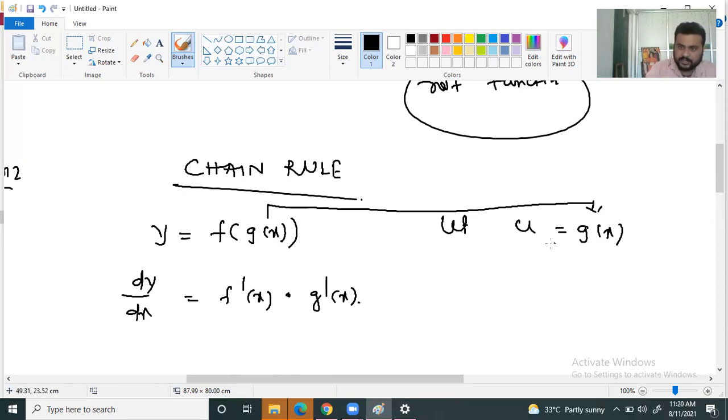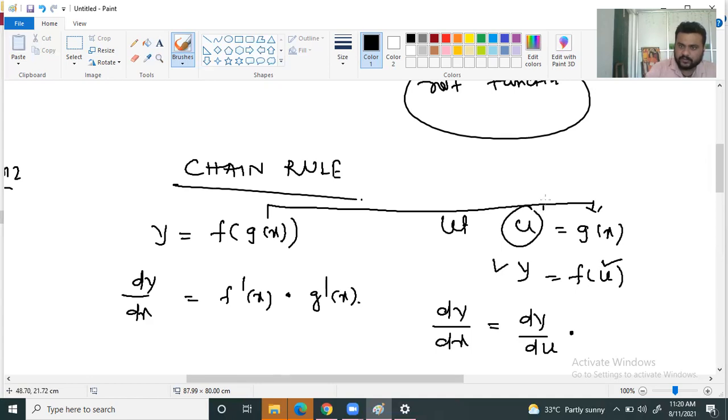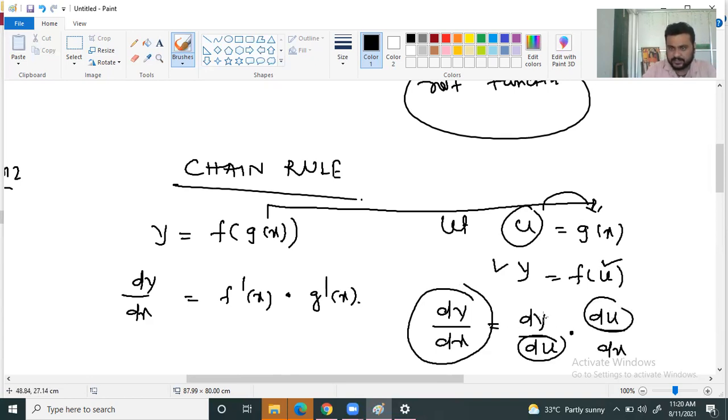Root function whose derivative is already known to us. Okay. u equal to g of x, then y is equal to what? f of u, right? Then dy by dx we have to find. So here y is a function of u, so dy by du into du by dx, since u is a function of x, resulting in dy by dx. If this cancels, then dy by dx will be the remaining term. This is our result.